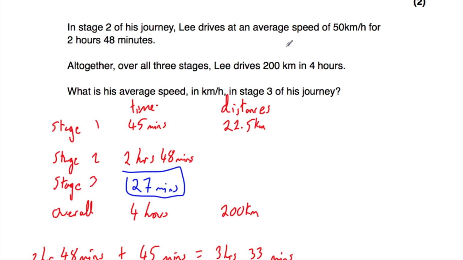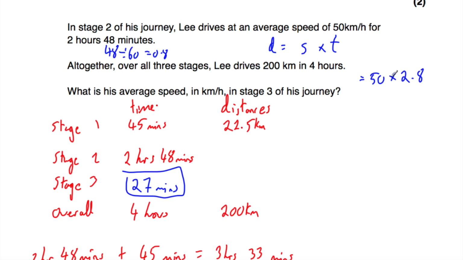I'm just going to work in blue here for the moment. So for stage 2, we're told that he drives at an average speed of 50 kilometers per hour for 2 hours and 48 minutes. So we can work out the distance because the distance is equal to the speed multiplied by the time. And here the speed is equal to 50. And then we're going to times that by the time. Now it's 2 hours and 48 minutes. So it's going to be 2 point because it's 2 hours. Now we want to change the 48 minutes into a decimal. So we're going to do 48 divided by 60, and 48 divided by 60 is equal to 0.8. So 48 minutes is 0.8 hours. So that means that it'll be 2.8 hours.